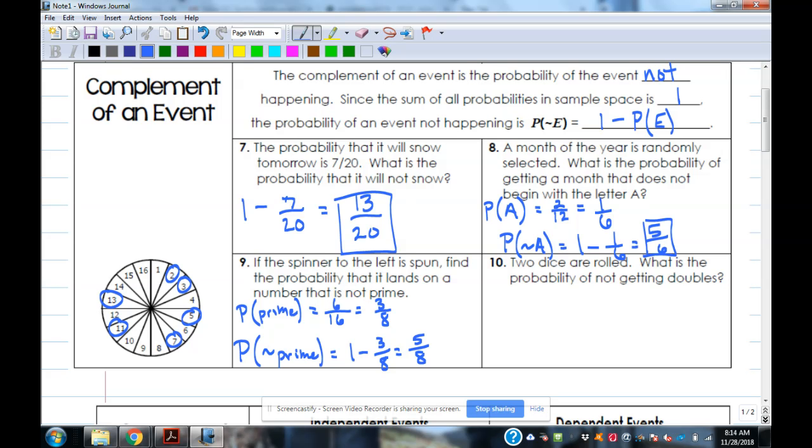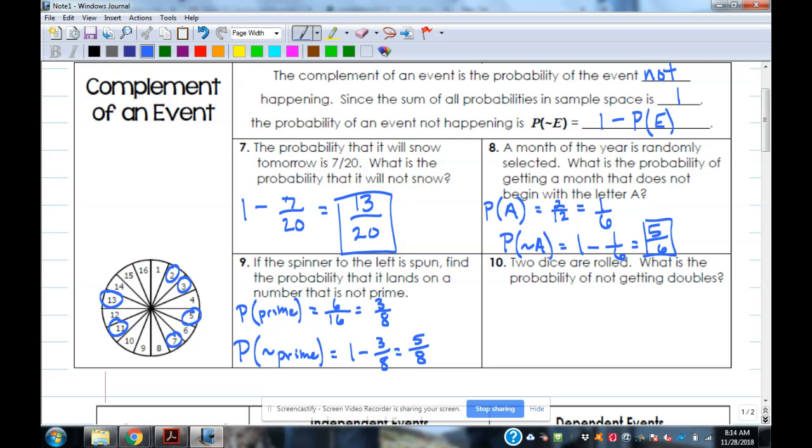Okay, so this goes back to rolling 2 six-sided dice. Anytime we're talking about dice in this class, we're talking about 6-sided dice. So 2 of them are rolled. What's the probability of not getting doubles? So that means 1 1, 2 2, 3 3, 4 4, 5 5, 6 6. Okay, so when you roll those.